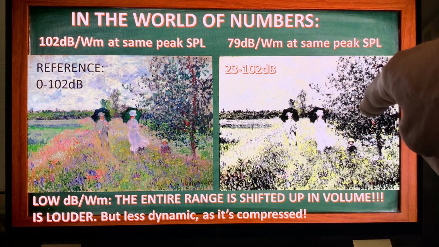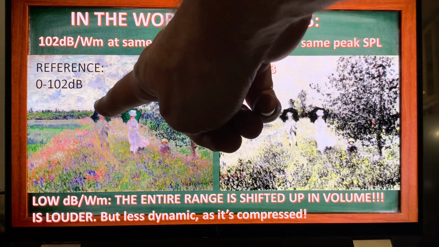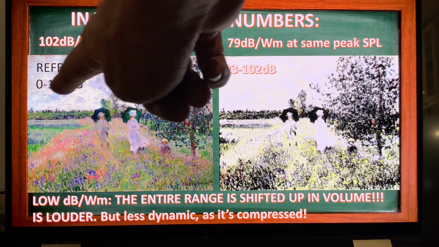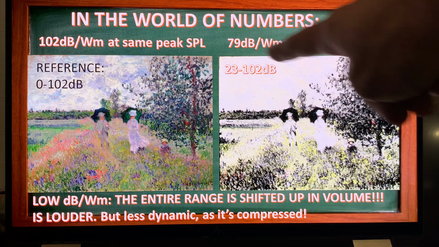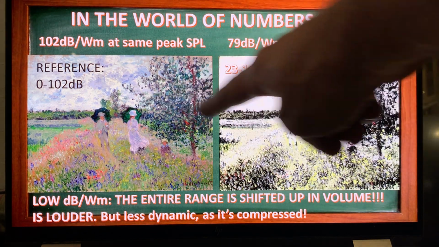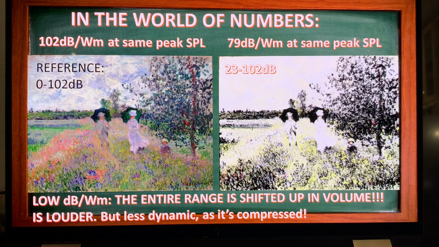So basically what's going on is that in the case of the ultra efficient loudspeaker, you would have a dynamic range between 0 and 102 dB. And with the 79 dB loudspeaker, at the same sound pressure level, we would have a 23 to 102 dB dynamic range.